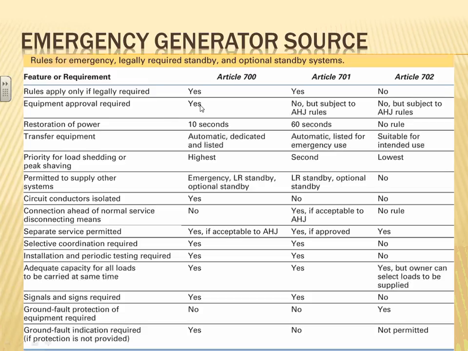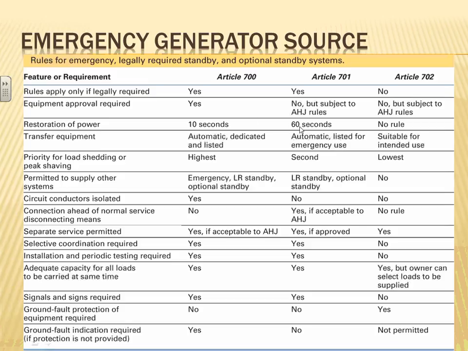700 has to be approved, the equipment as an emergency system, as in auto transfer switches and so forth. If it's 701, not, but the authority having jurisdiction, of course, can override the not. The second thing, restoration of power, very, very important, is in 10 seconds the emergency system has to come up and running, and that will sometimes force us, when we have 5-6 generators in parallel, to throw in another little one for the emergency system, because the generator cannot pick up the load within 10 seconds.